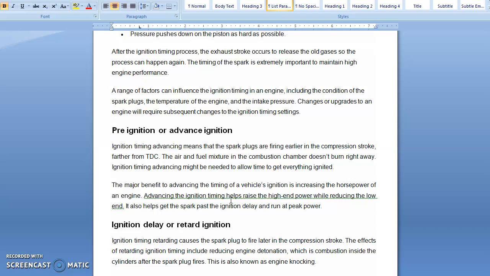Then let us discuss ignition delay. Ignition delay is the reverse of pre-ignition. That means the piston is moving during the compression stroke, moving towards TDC, and has already reached TDC, but still there is no spark or injector spray of diesel. That is known as delay ignition or retard ignition.